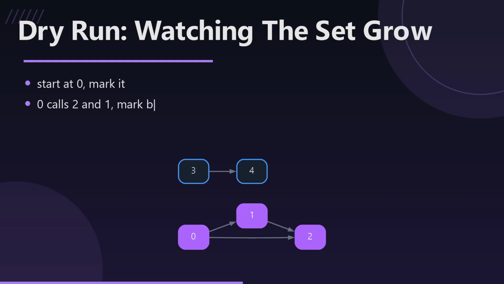Back to our 5 method example. We start at 0, mark it. 0 calls 2 and 1, mark both. 1 also calls 2, already marked. 3 and 4 never get touched since nothing points from the suspicious side out to them. Suspicious ends up being 0, 1, 2.